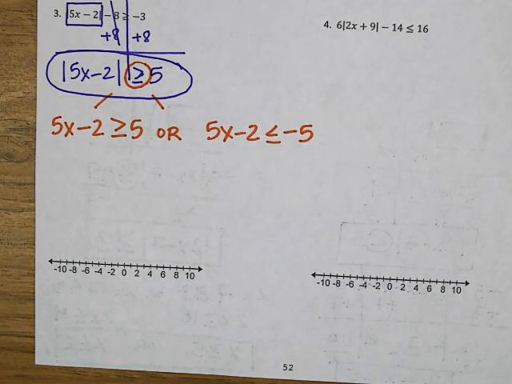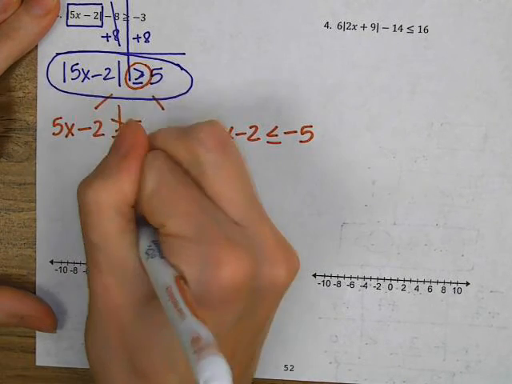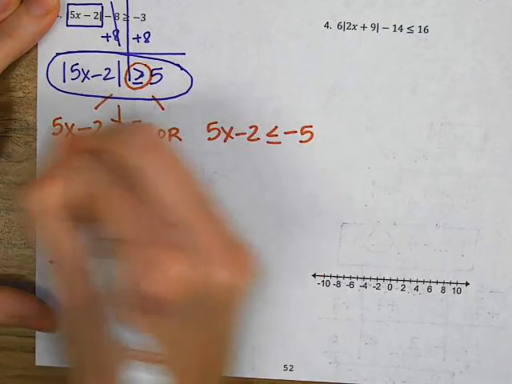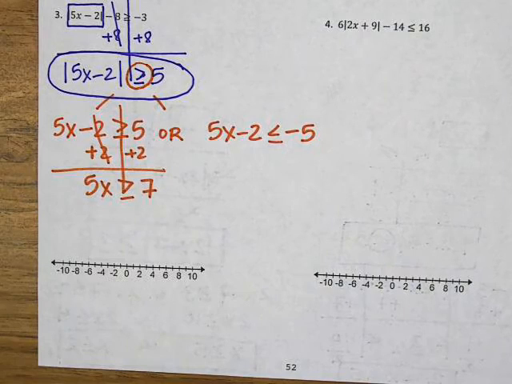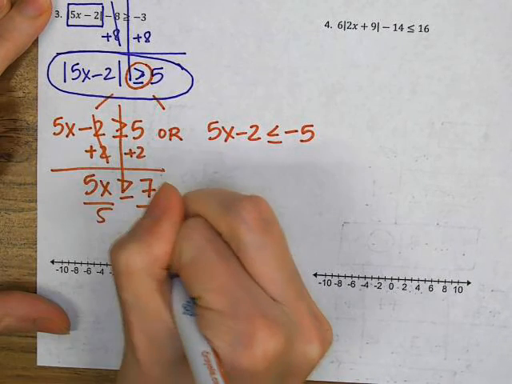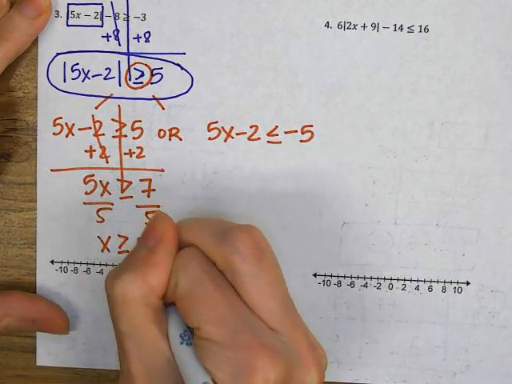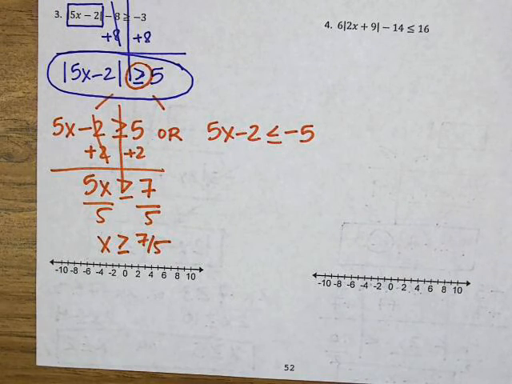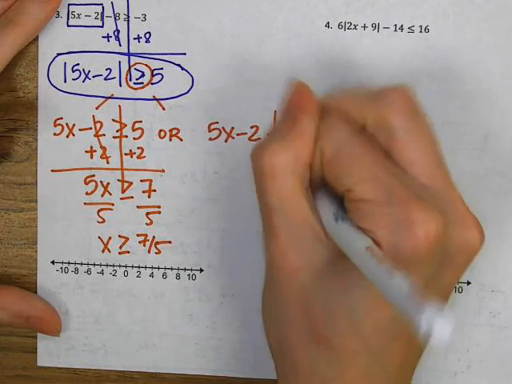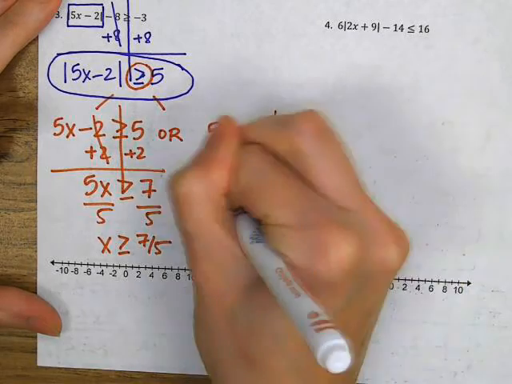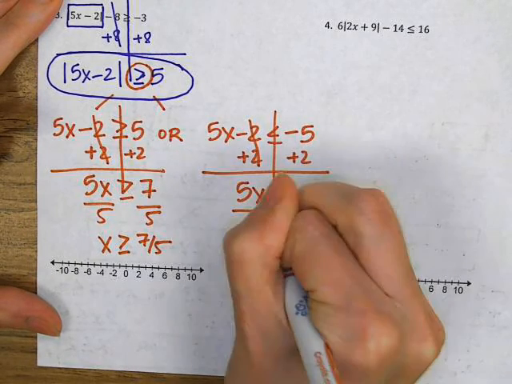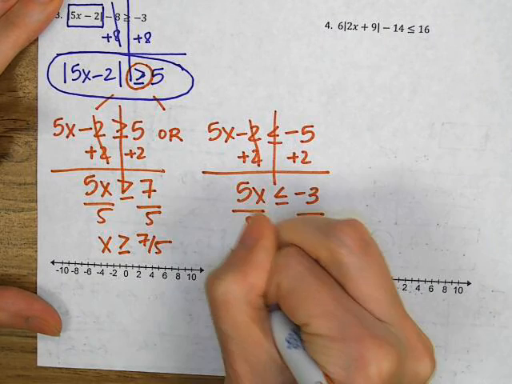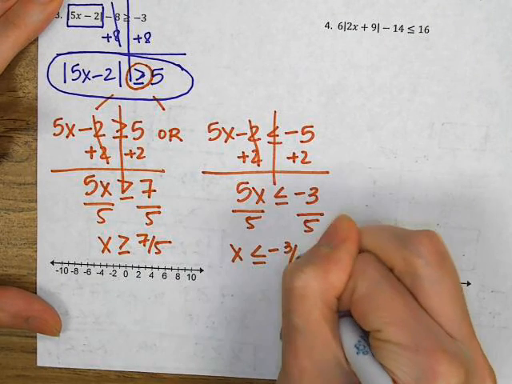Now this one's not going to be pretty. If you draw the wall and add 2, we get 5x is greater than or equal to 7. And then divide by 5, x is greater than or equal to 7/5. Okay, not the cutest answer, but that's okay. And then over here, same thing. Add 2, we get 5x is less than or equal to negative 3. Divide by 5, x is less than or equal to negative 3/5.